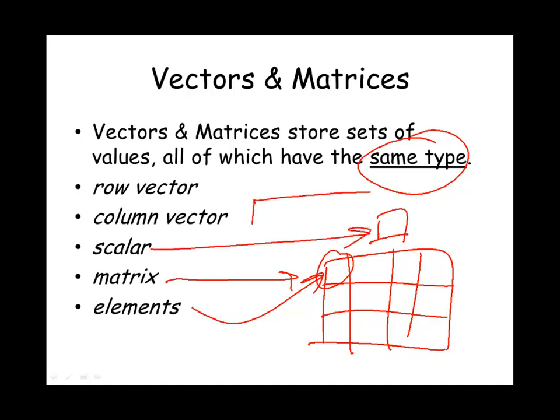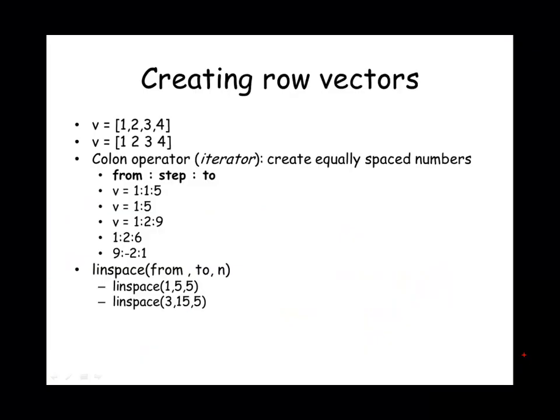A matrix that has a single row is called a row vector, and a matrix that has a single column is called a column vector. We can create row vectors in MATLAB using the square bracket notation, where the numbers are enclosed in square brackets and separated by commas. Commas are optional. You can also replace these commas with space characters.